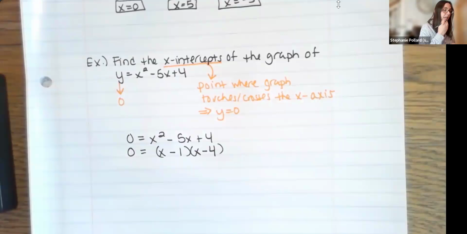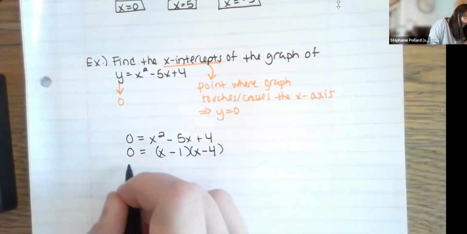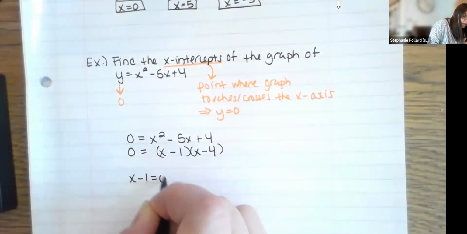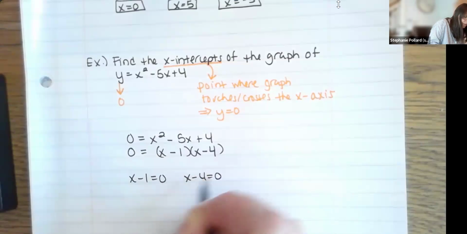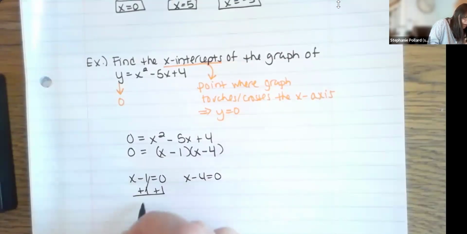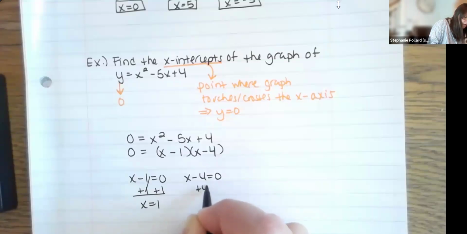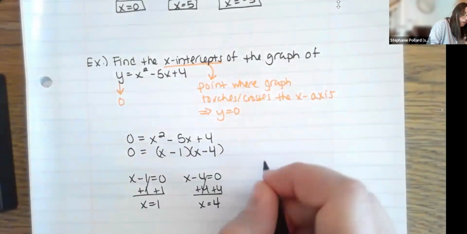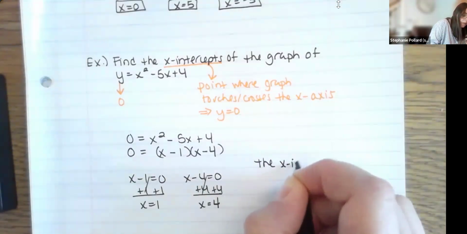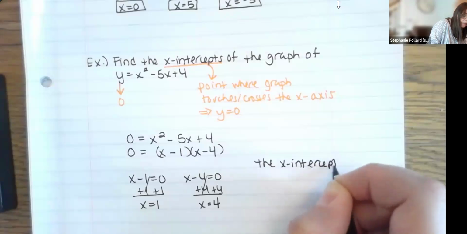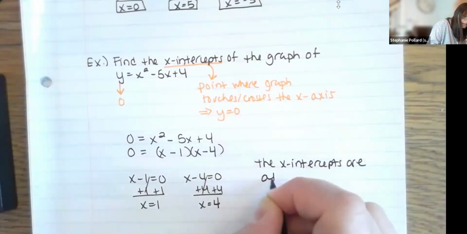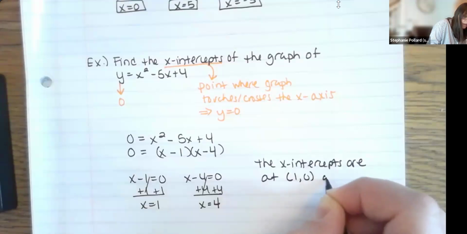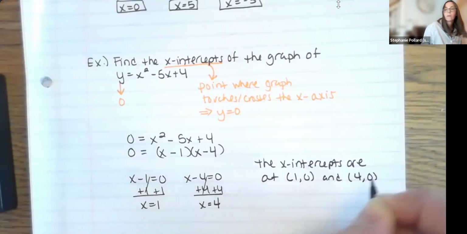When I factor that, I get x minus 1 and x minus 4 as my factors. That would work. That will multiply out and give me this original equation. And then I can go ahead and set each factor equal to 0. So my first answer is 1, and my second answer is 4 here. So the x-intercepts are at (1, 0) and (4, 0).